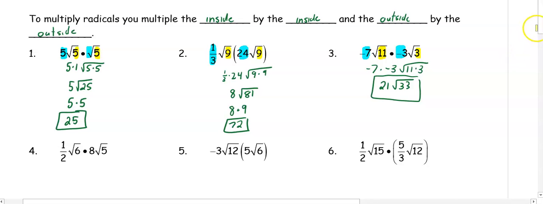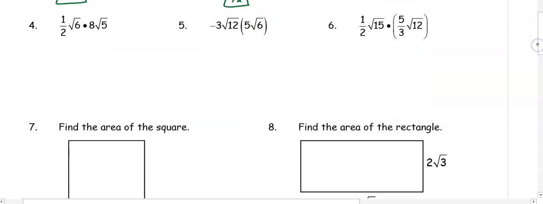In number 4, we have 1/2 square root of 6 times 8 square root of 5. So we're going to multiply the inside numbers of 5 and 6 and the outside numbers of 1/2 and 8. So when we multiply, we get 1/2 times 8 root 6 times 5, which gets us 4 root 30.